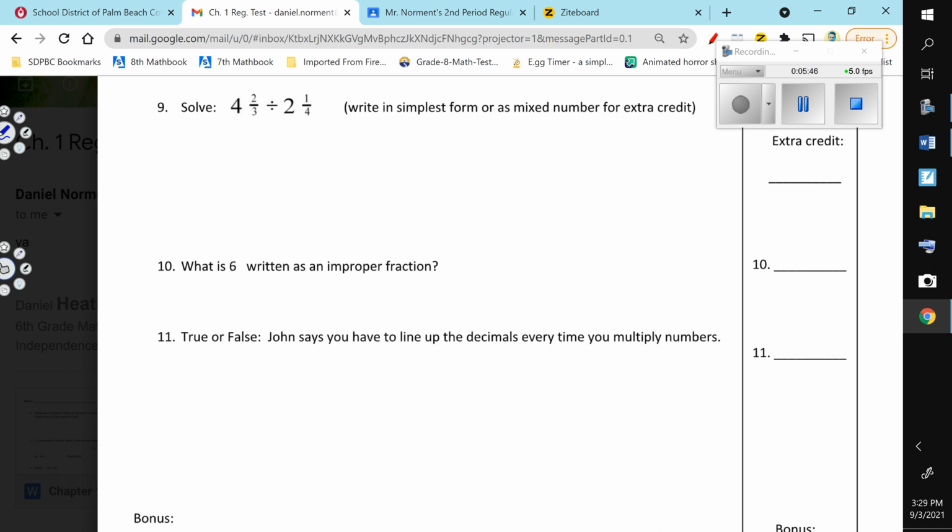Number 10. So what is 6 2/3 as an improper fraction? You've got to multiply this and then add this, and it's going to be something over 3. Figure out what that question mark is. Number 11, I'm not going to go over because if you missed it, you missed it. And then the bonus, I'm going to leave you on your own. Hope that was helpful.